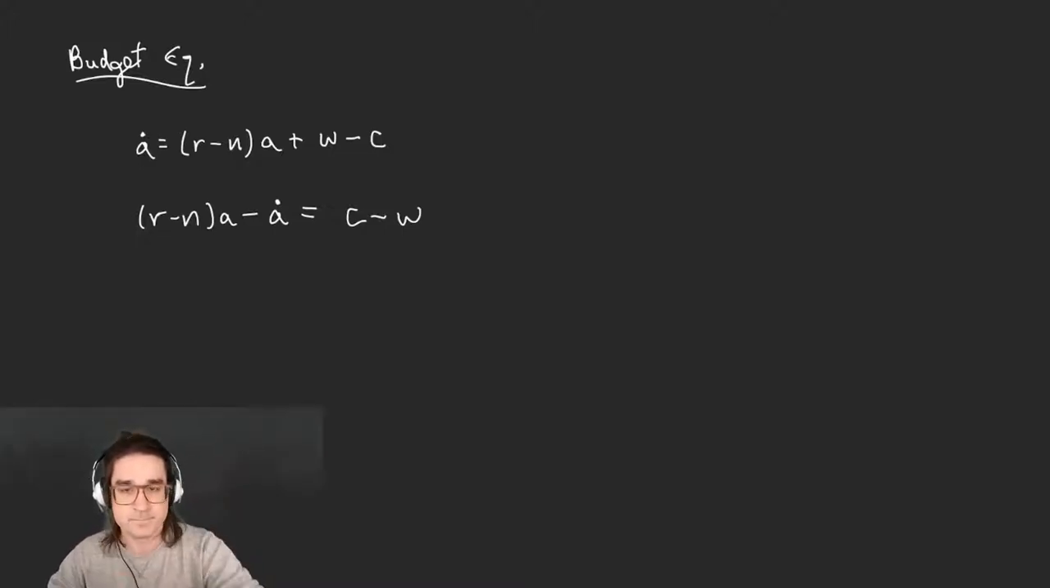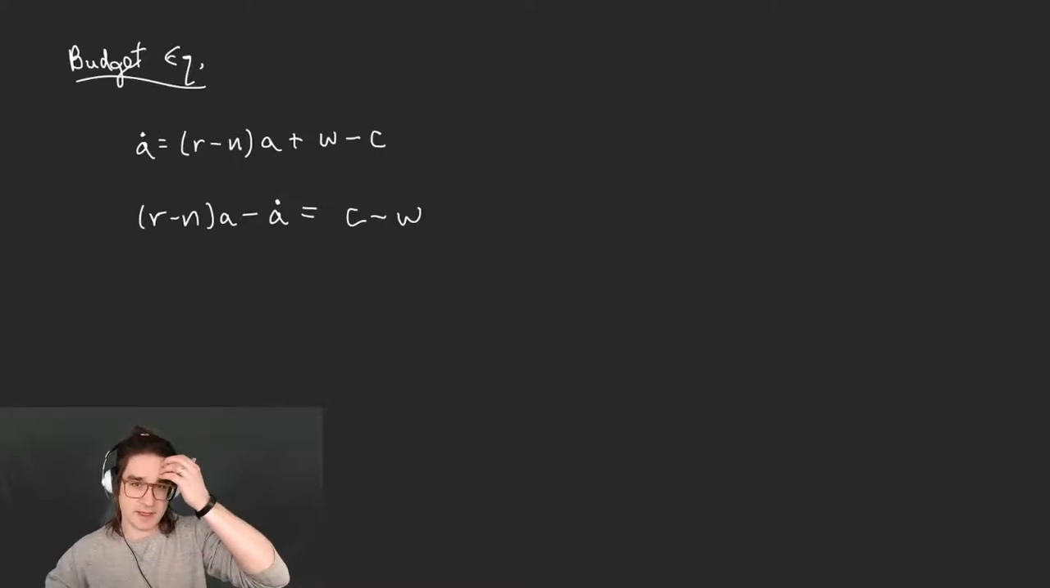Okay, so here you have this differential form, which looks a lot like some discount rate type thing times our object of interest minus its derivative equals some kind of flow. And this flow is, let me make sure that that's right. That's right. Okay, so this flow is sort of like how much you're spending in excess of your wage.